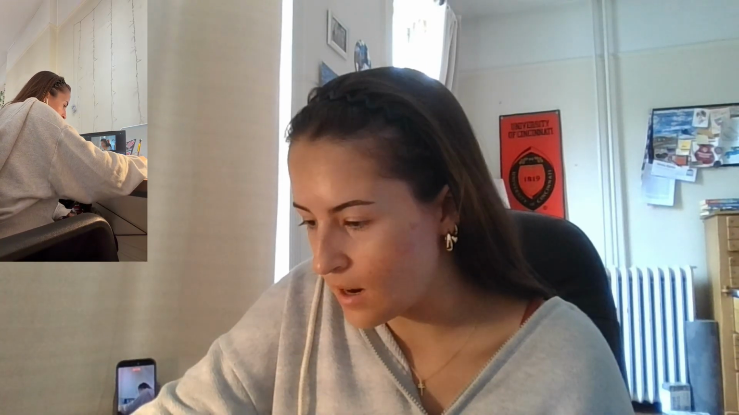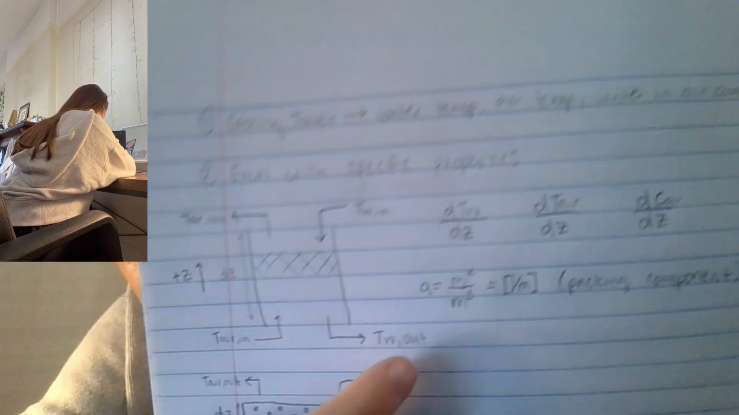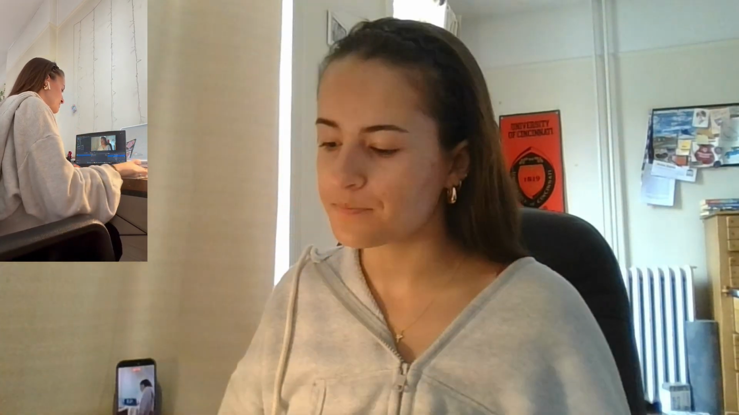So I actually did get the packing component correct the first time around. So it actually is the area over the volume, so it's going to be meter squared over meter cubed. So that unit is actually 1/meter. So I apologize about that. It was actually area over the volume. So it's 1/meter instead of 1 meter for that unit there.